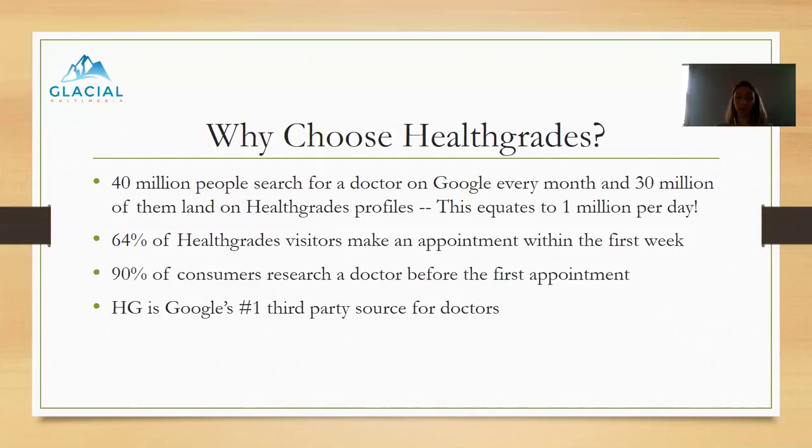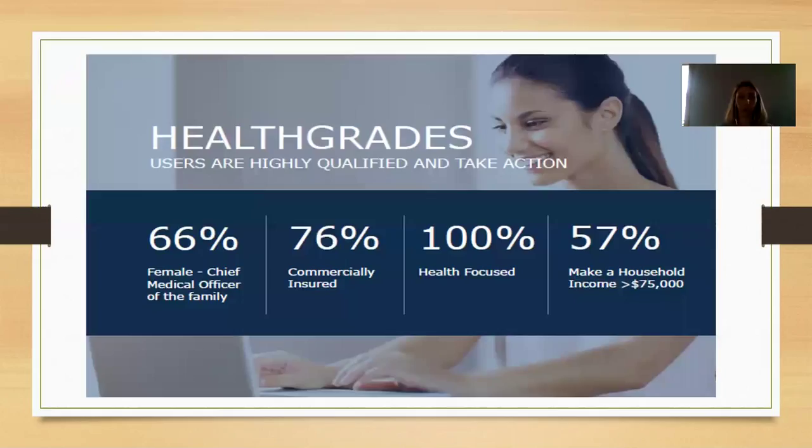And Healthgrades is Google's number one third-party source for doctors. So when Google's looking for information about doctors, Healthgrades is where they're sending people. Like I said, 30 million are going to Healthgrades every month. That's insane. So who are these users?